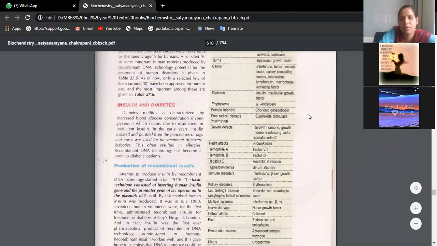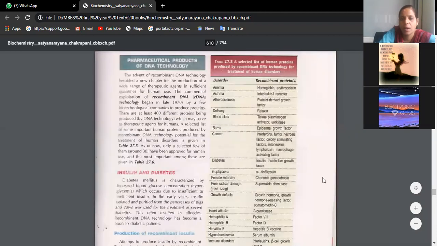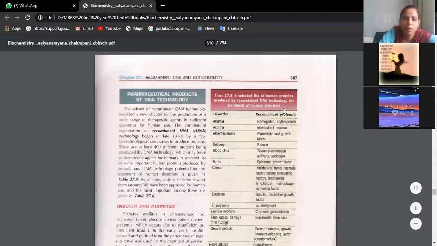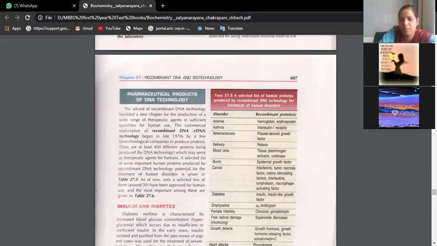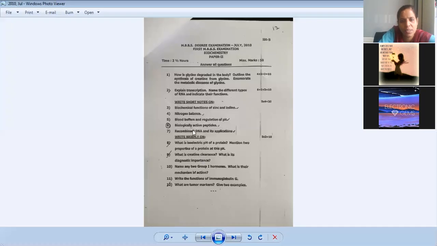Please take a photograph of this table also, or just note this page number, which will help you to choose the examples for rDNA technology. 5 to 6 examples. This can come as an essay also, though it has come as a short note here.